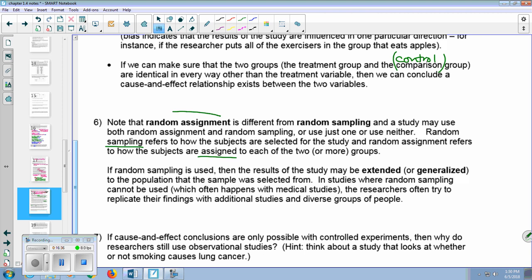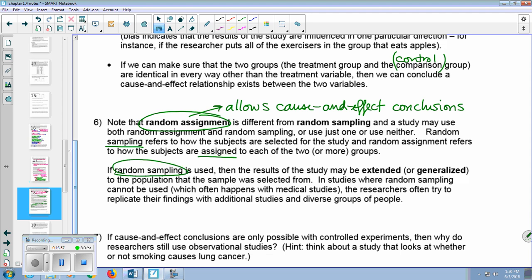Okay, so remember that random assignment, from what we saw above, is what allows cause and effect conclusions to be made. It eliminates those potential confounding variables. Random sampling, on the other hand, if that's used, then the results of the study may be extended or generalized to the population that the sample was selected from. In studies where random sampling cannot be used, which often happens with medical studies, researchers often try to replicate their findings with additional studies and diverse groups of people.